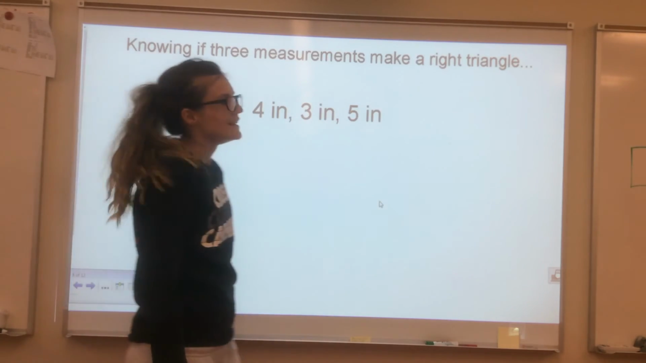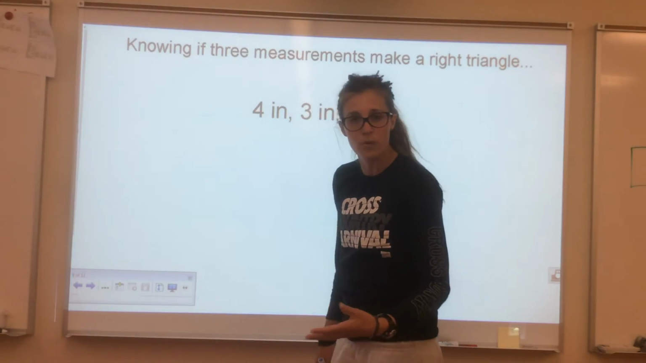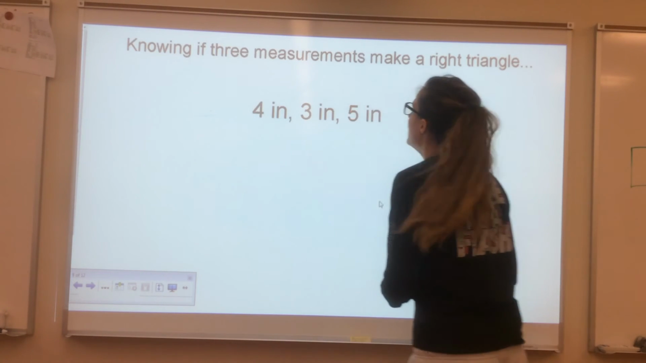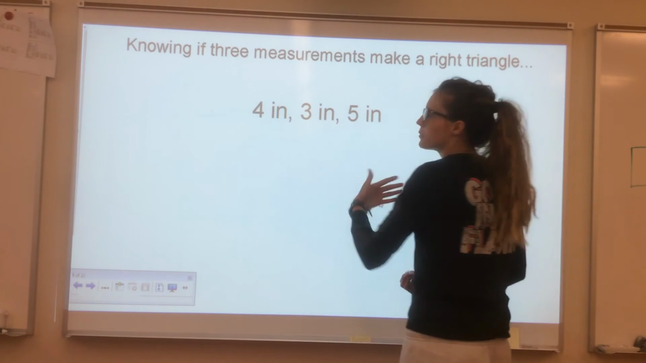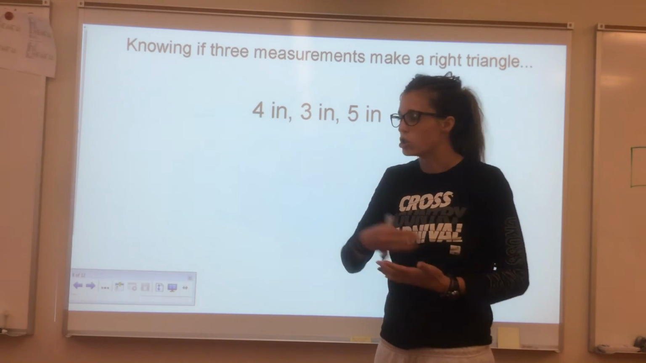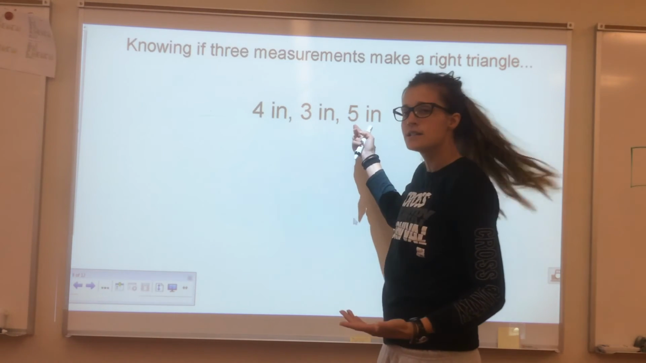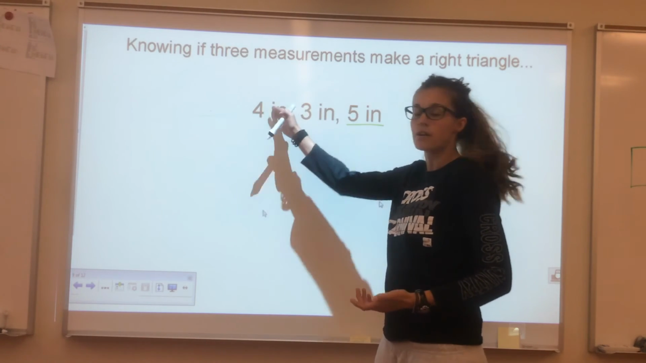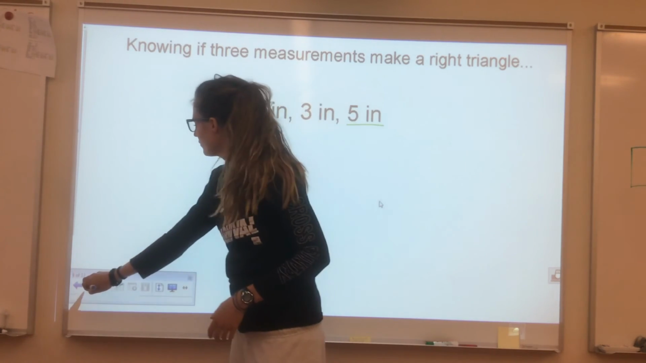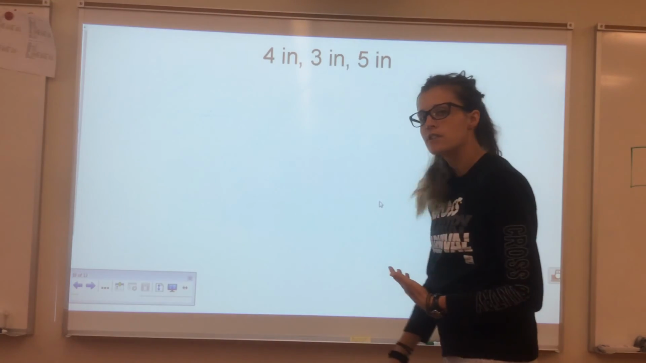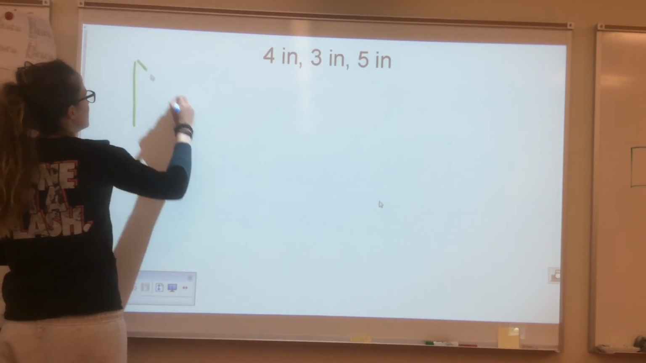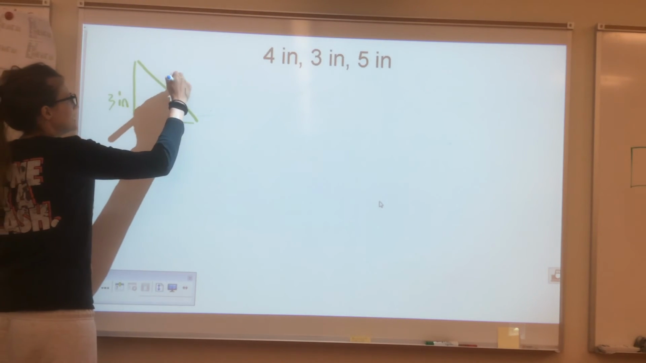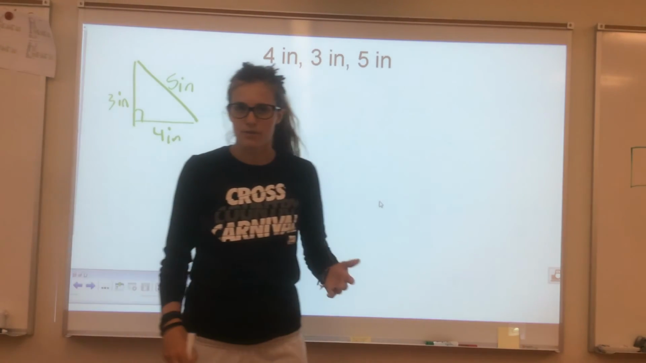All right. Next is knowing if 3 measurements of a right triangle create a right triangle. So here I have 4 inches, 3 inches, 5 inches. The way to do that is to pick that the largest or the longest side is your hypotenuse. So I would have to know that this is my hypotenuse because it is the longest side. These two are the sides that create that. So let's figure this out. If this is 4 inches, if this is 3 inches, will this be 5 inches? Will those 3 measurements create a right triangle?